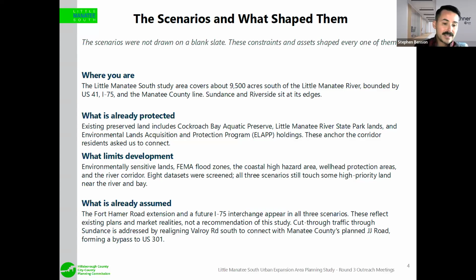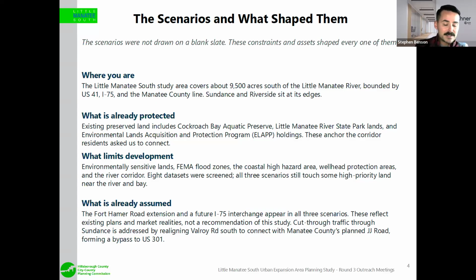And so we focus on the areas that were least environmentally sensitive based upon the suggestions that you guys had in round two. There are some questions about what was already assumed, and I think this was already a comment that was put into the chat. What I'll say, I think, about the future interchange is that it does appear in all three scenarios.